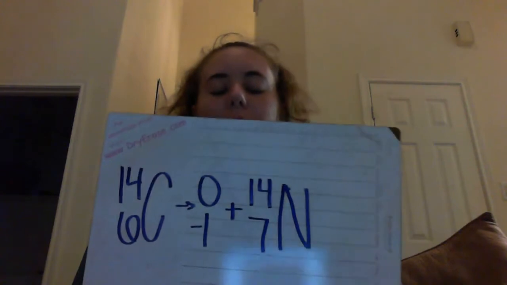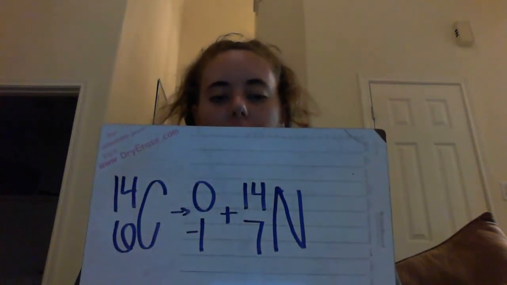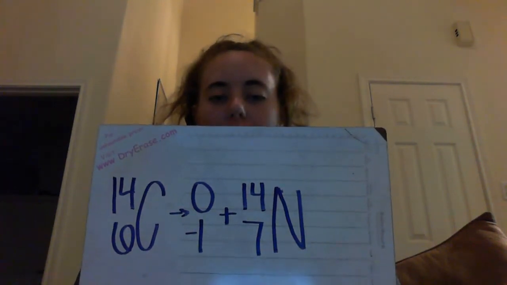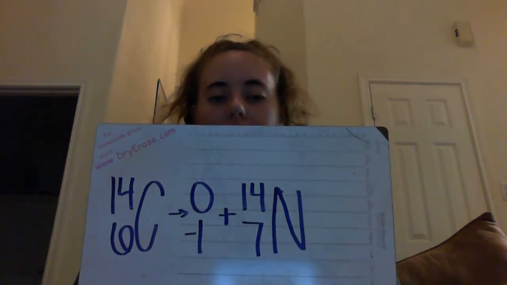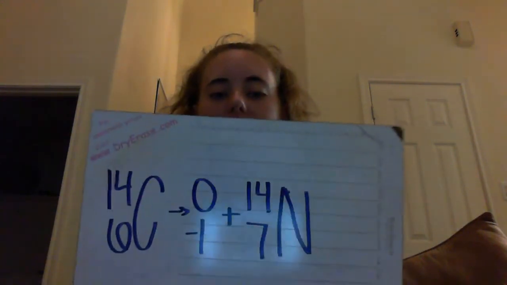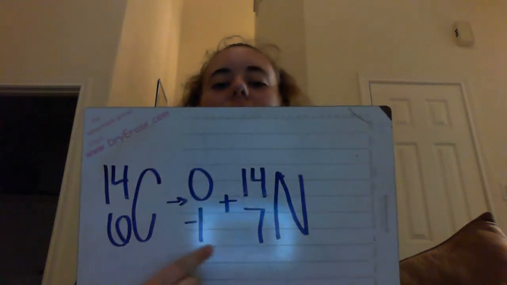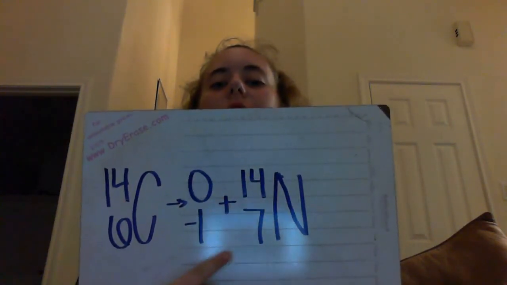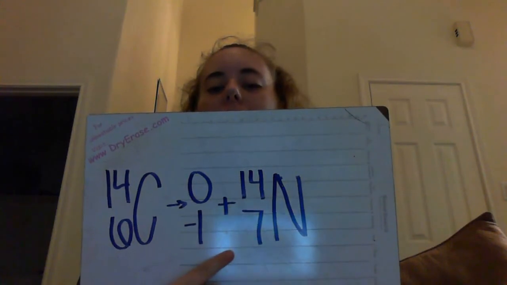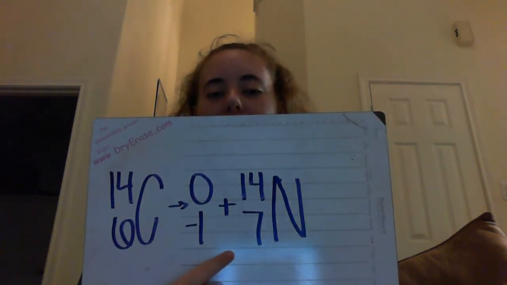This is an example of beta emission. As you can see, we start out with 6 as the atomic number for carbon. As it goes through this decay, it adds 1 to make this atomic number 7. So then it becomes nitrogen.